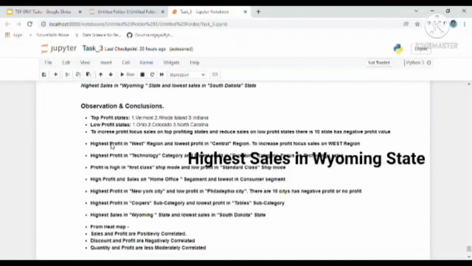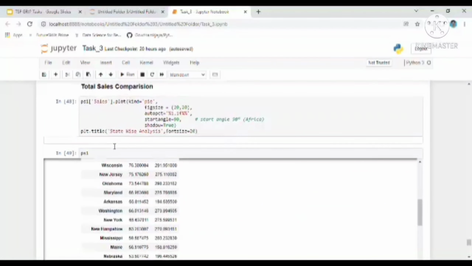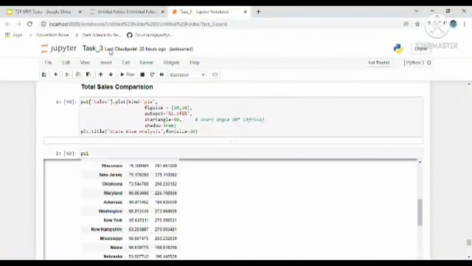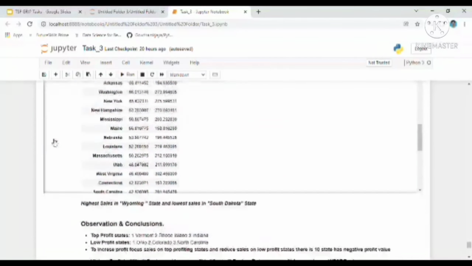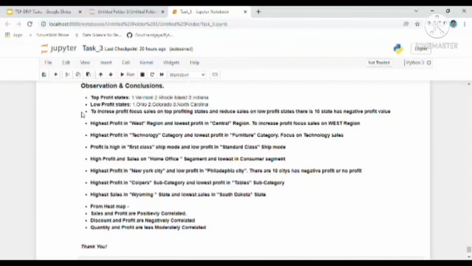Finally, we are checking the sales count. The highest sales is in Wyoming state. And finally, these are all the observations and conclusions about the data.